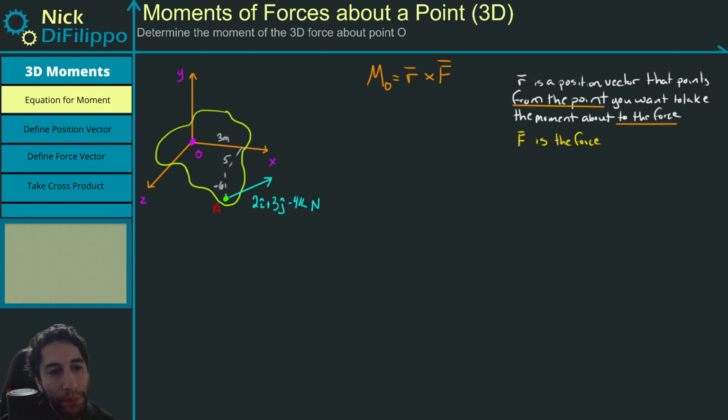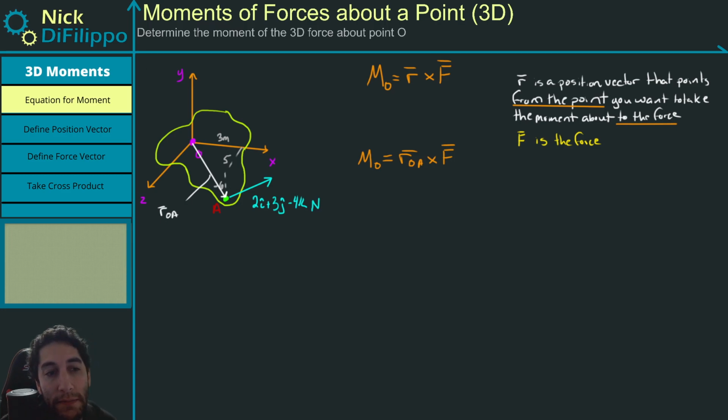So in this problem, what I have is I'm looking to determine the moment of the 3D force about point O. If I use this definition, I'm going to point from O to A, and right here, this is going to be my position vector, r OA. And I can rewrite this equation slightly, and I can say that the moment about point O is equal to the position vector r OA cross product with my force, and I have my force.